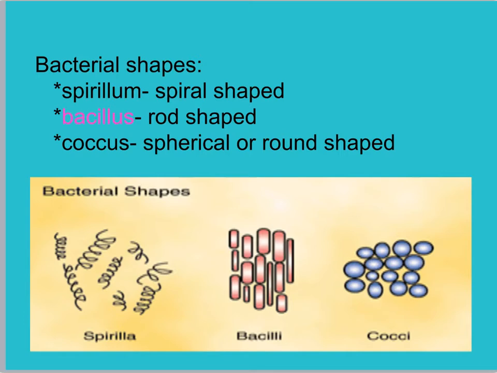So you have spirillum, which is spiral shaped. Spirilla is plural. Bacillus, that is rod shaped. Bacilli is plural. And then you have coccus, which is a round or spherical, oval type shape. And cocci is going to be the plural for that. So if you see any of these terms, it is referring to prokaryotic cells or bacteria.